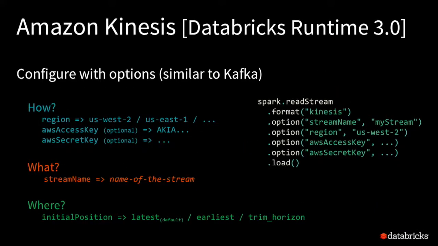Anyways, we also have support for Amazon Kinesis as part of our Databricks runtime environment, and Databricks runtime is essentially our own packaging format that includes Apache Spark that is available on our platform. And similar to Kafka, you can read from Kinesis by specifying what the name of the stream to read is, where to start reading from, latest or earliest, and stuff like that.